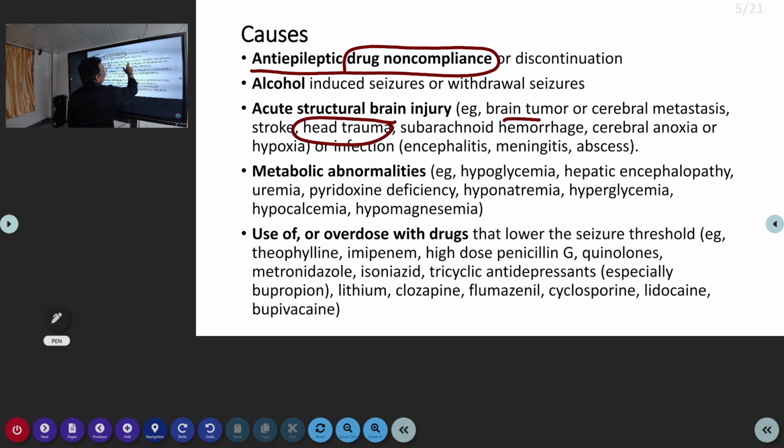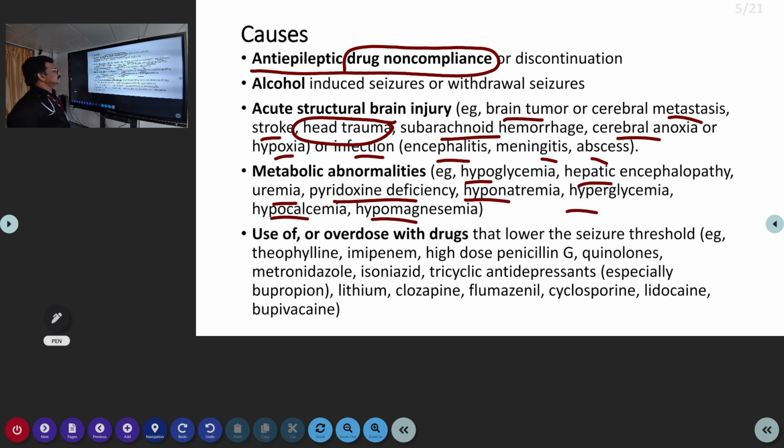Other than that, brain tumors, metastasis, stroke, subarachnoid hemorrhage, cerebral anoxia, hypoxia, infections like encephalitis, meningitis, abscess, all these things can produce seizures. Metabolic abnormalities, in that hypoglycemia and hyperglycemia both can produce seizures. Then hepatic encephalopathy, uremic encephalopathy, pyridoxine deficiency, hyponatremia, hypomagnesemia, hypocalcemia, all these things can produce seizures. So whenever there is a seizure episode, we always have to see what the reason for that is. We have to investigate for that.